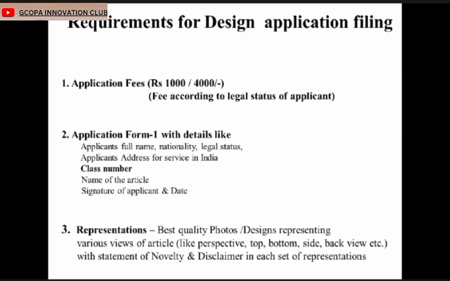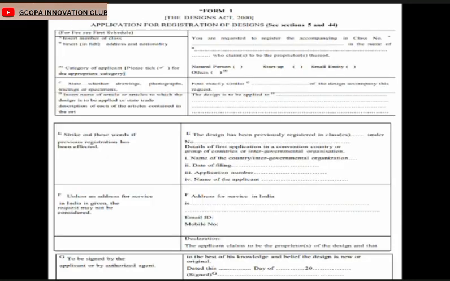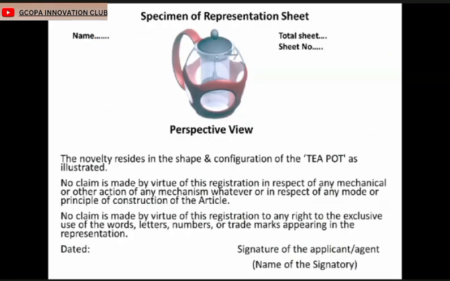Now, the fees for online filing for natural persons, startups, MSMEs is 1,000 rupees, and for others it is 4,000 rupees. The form is really easy enough. It is self-explanatory. Anybody can easily fill this form and submit their application. Along with the application form, the representation sheet is required. This should be supported with a novelty statement and a disclaimer statement.